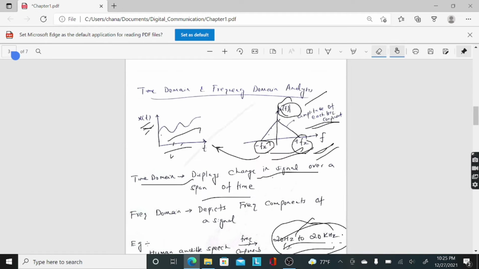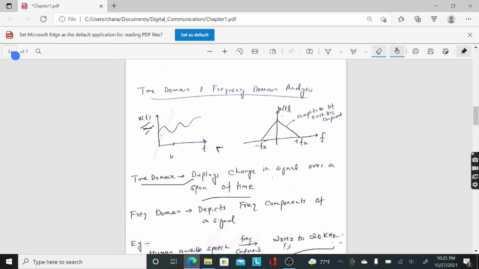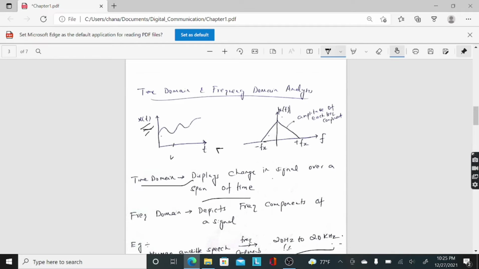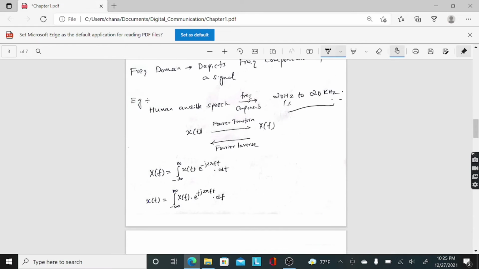Now, going further, let me just clear these things. If I know the time domain signal, how do I get the frequency domain signal? The mathematician Fourier has a well-defined formula. Again, we'll not go into the details or the proof of that, but we can cover that if needed. The procedure of converting from time domain to frequency domain is called Fourier transform, and the procedure to convert from frequency domain back to time domain is called Fourier inverse.